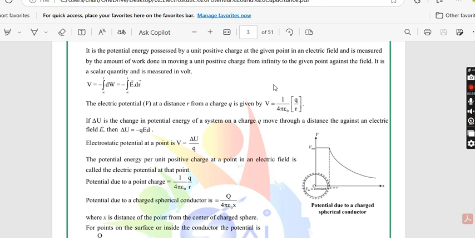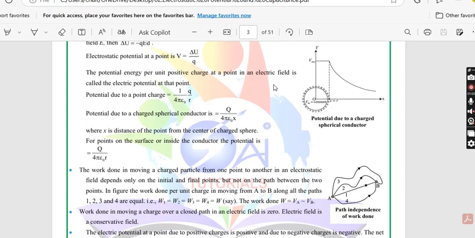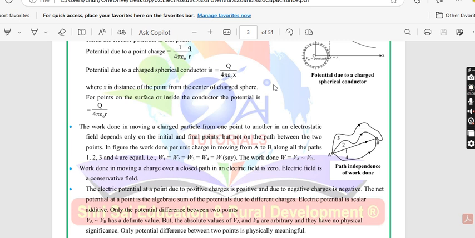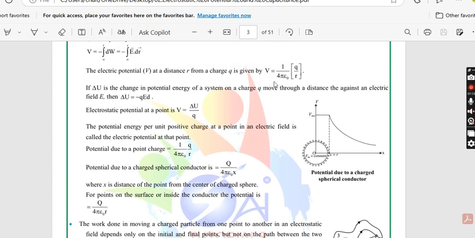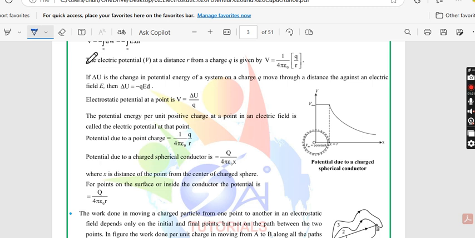And the mathematical expression and the potential energy per unit positive charge at a point in electric field, and potential due to a point charge and potential due to a charged spherical conductor, both inside and on the surface and also outside the surface of the conductor. Now, so this much is over, right? The definition is over. Electric potential, the mathematical expression of electric potential at a point at a charge q and at a distance r is over. So what is the potential energy?